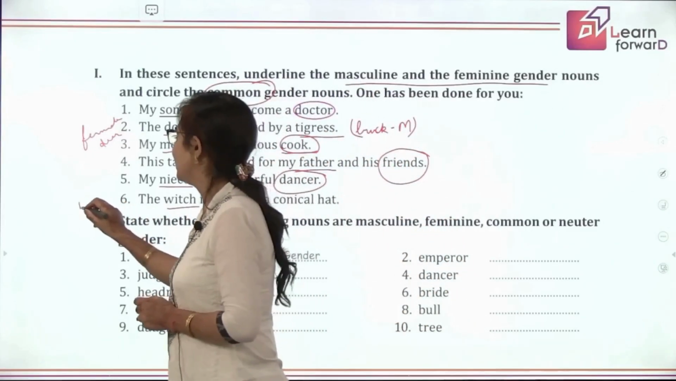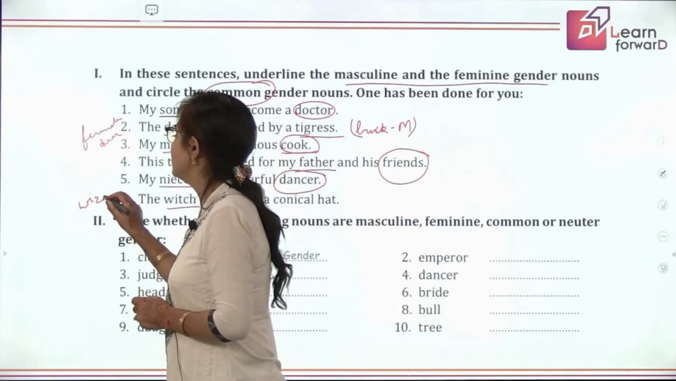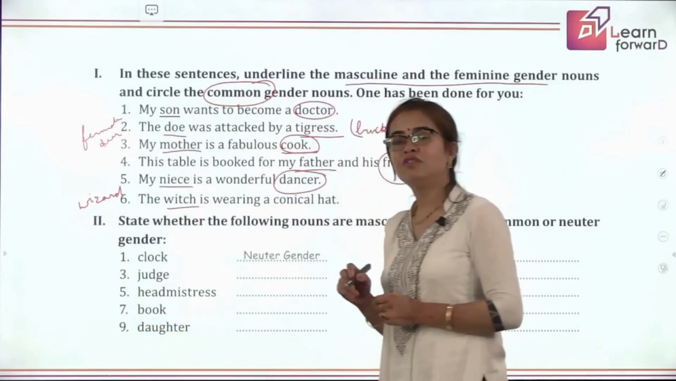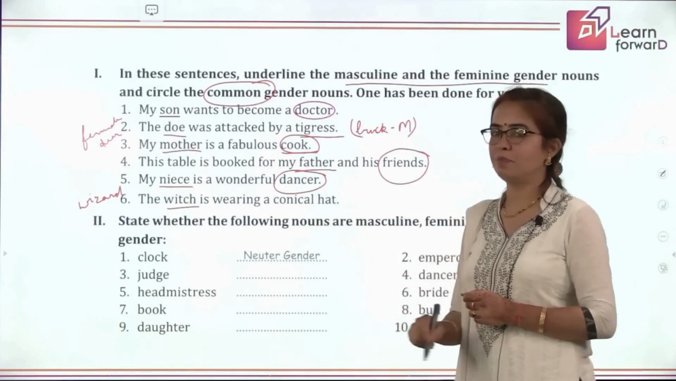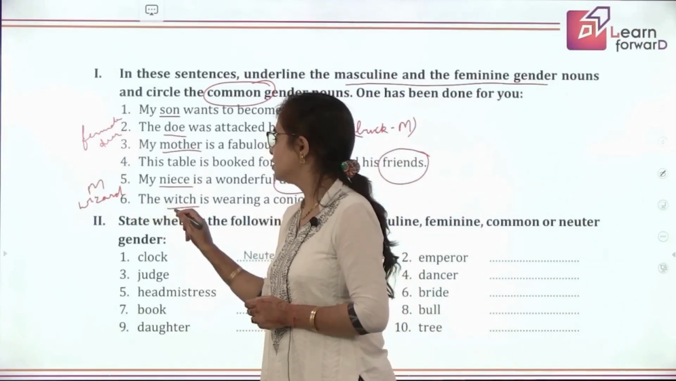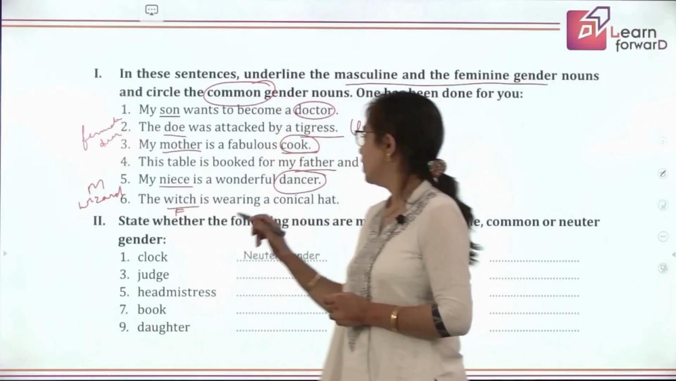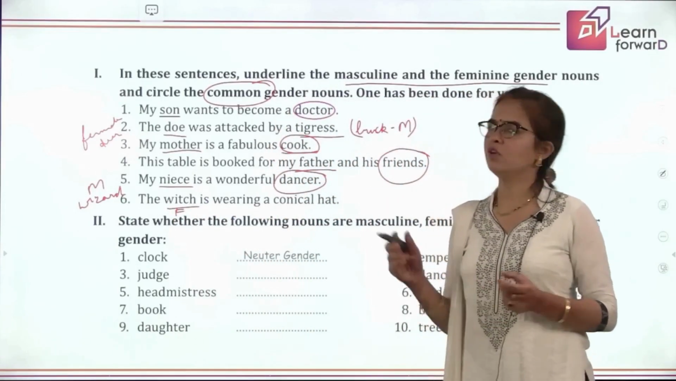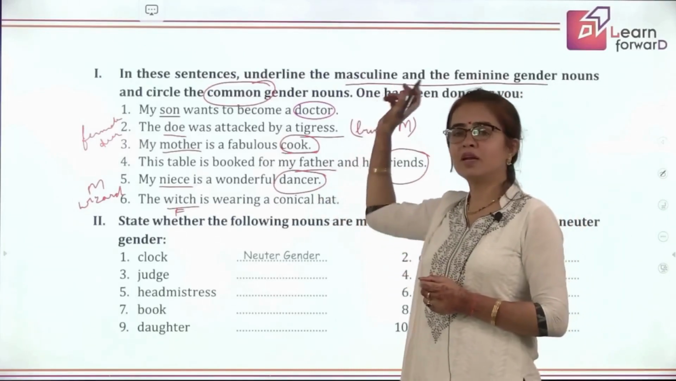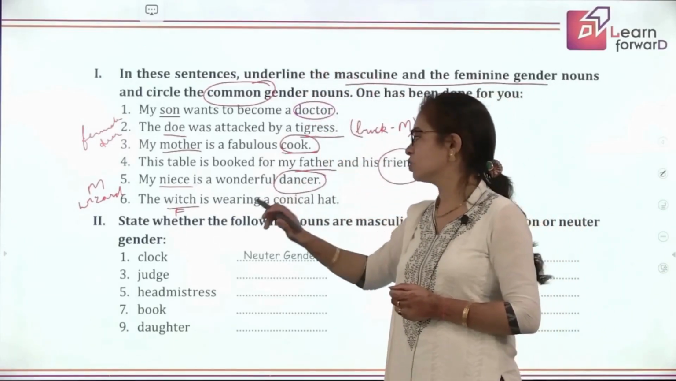You want to know the masculine gender also? Okay, I'll write here. That is a wizard. The masculine gender of witch is a wizard, that means a male with magical powers. So this is masculine gender and this is feminine gender. Is wearing a conical hat, and we don't have any other gender here. This is neuter, but common, masculine and feminine are not there.